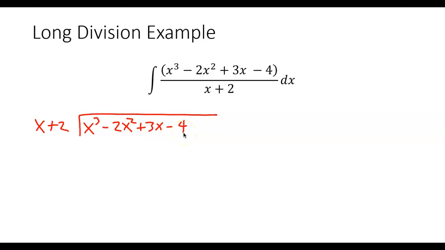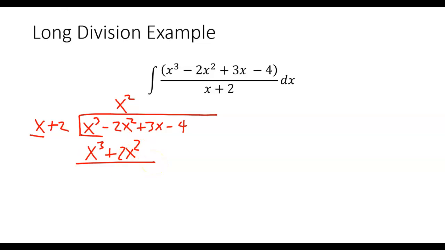All right, so you ask yourself, what do I multiply x by to get x cubed? The answer is x squared, so you put that over the x squared. Next, you're going to distribute that to both of these numbers, and you're going to put them here. All right, so that would give me x cubed plus 2x squared.